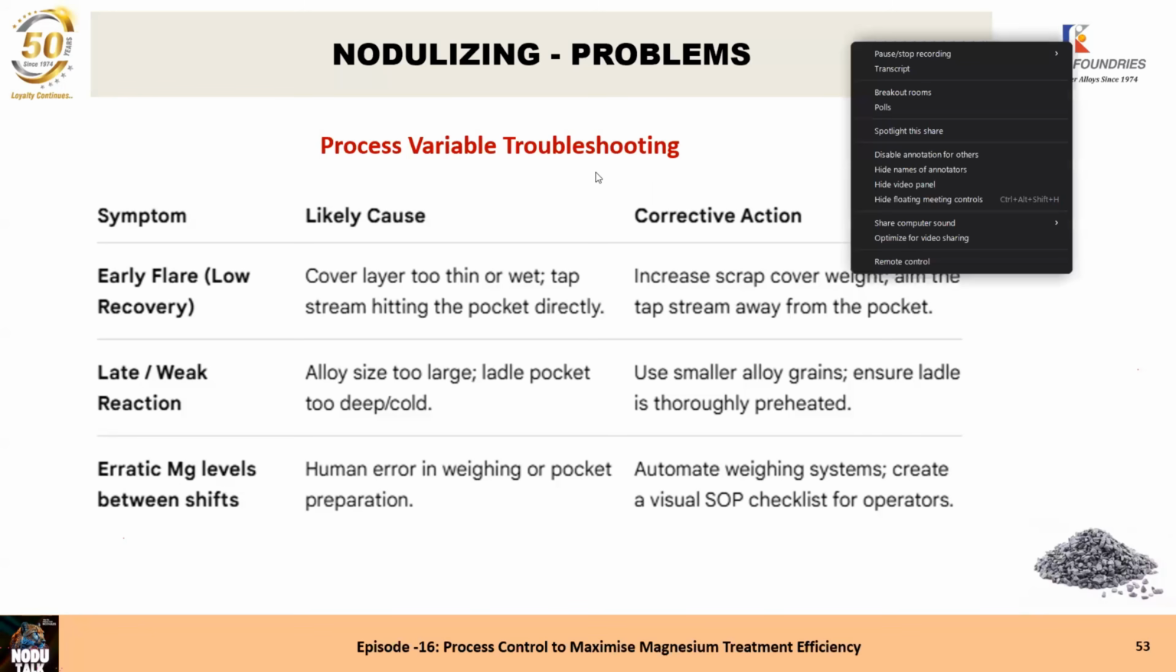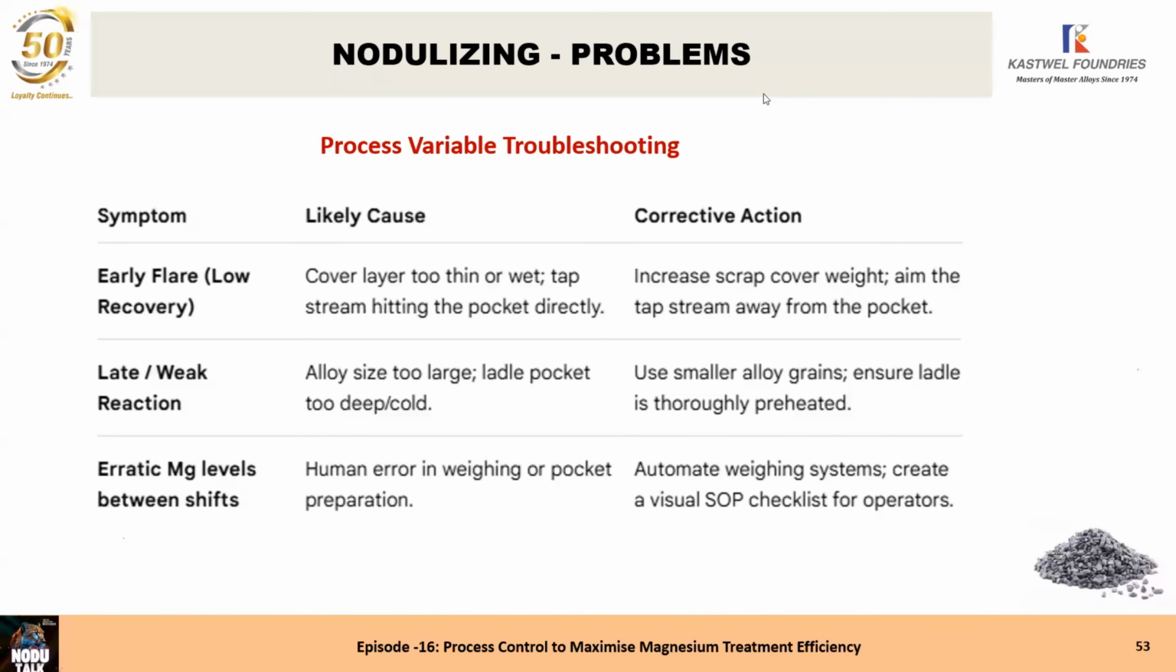Other symptoms: late or weak reaction. Alloy size is too large, or the ladle pocket is too deep or cold. This brings us to the temperature of the treatment ladle before magnesium treatment. The treatment ladle should be as hot as possible. Temperature of the lining more than 1000 degrees or closer to 1200 degrees. Use smaller alloy grains. Ensure the ladle is thoroughly preheated.